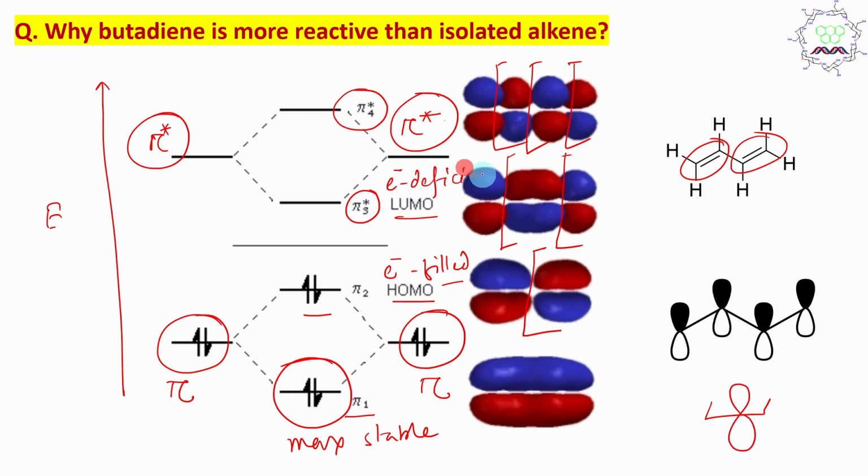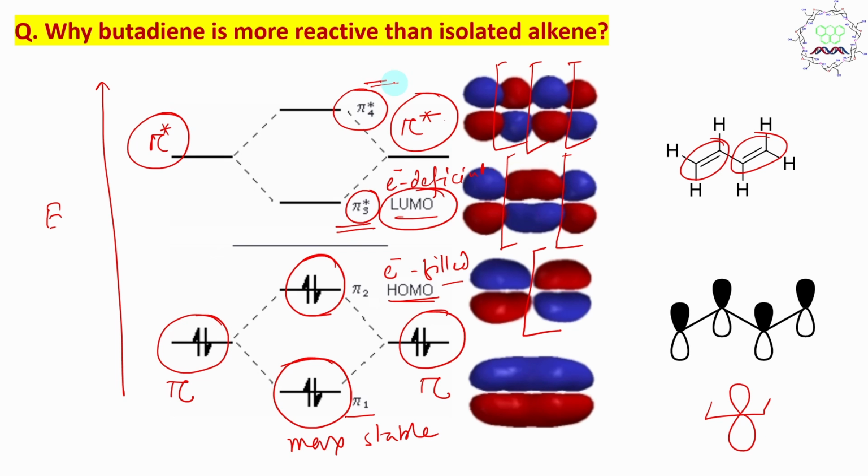Now why are they important? Suppose you are reacting butadiene with some electron-deficient molecule. Butadiene will act as the electron donor. So which molecular orbital will participate in this reaction? This one, HOMO. Or if you are reacting with some molecule which is electron rich, then butadiene is going to accept electron density. Where will it accept electron density? In LUMO. Why here? Why in chi star 3? Why not chi star 4?